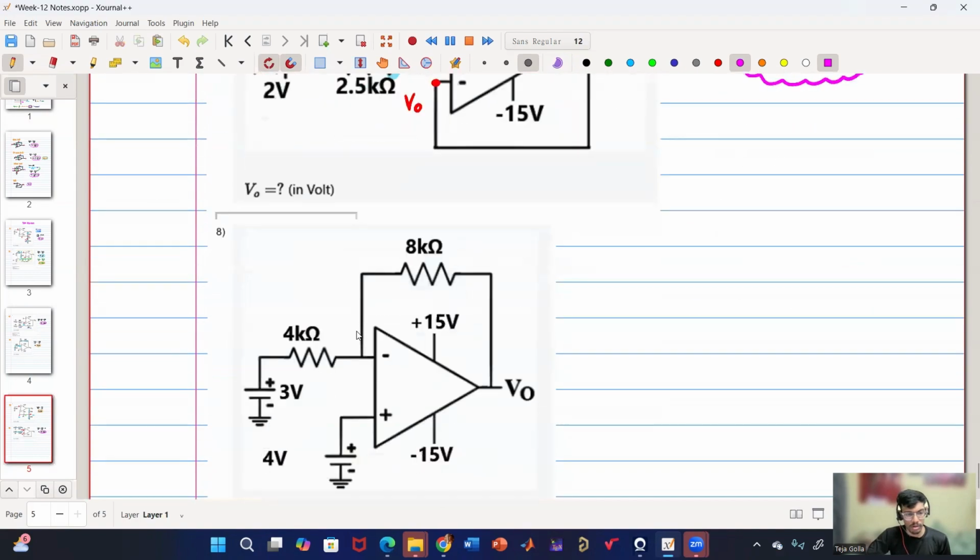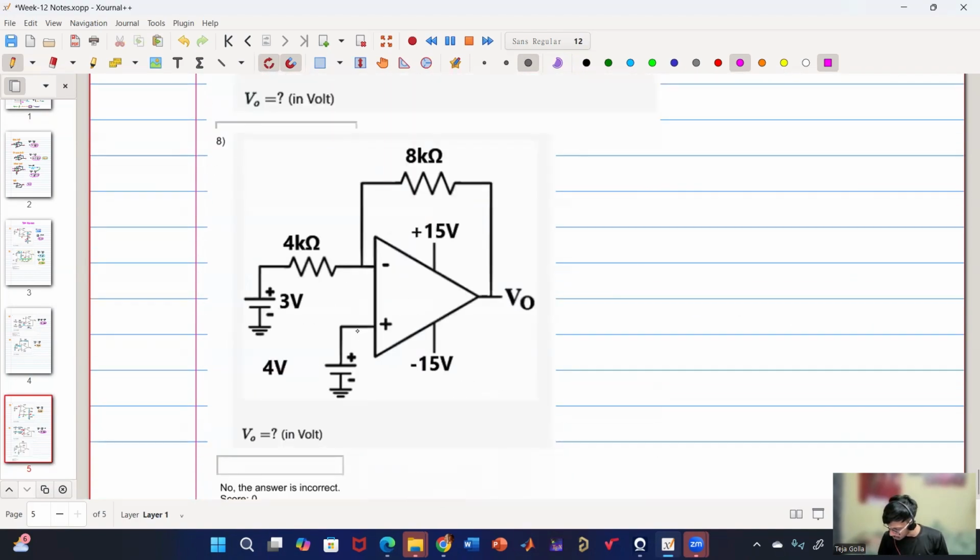Okay, so this will be our problem 7. So how to solve this problem? 4 volts V1. Okay, so you are saying this is 4 volt. So this is also 4 volt.